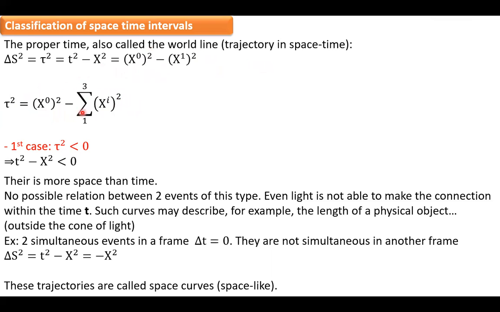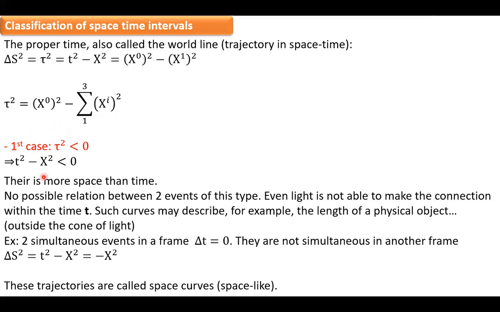Since you have this minus sign, your quantity tau squared could have 3 signs. It could be positive if this quantity is bigger than this. It could be negative if this quantity is bigger. And if both quantities are equal, your tau squared would be equal to 0. So we have 3 cases. Let's begin with the first case, when tau squared is negative.